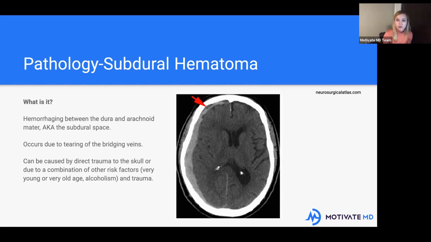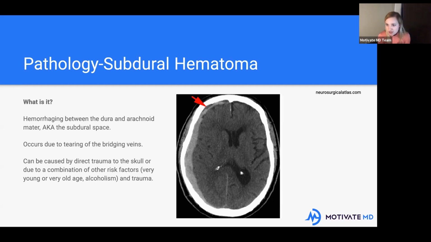So for example, in an older patient, typically as patients age, they get atrophy of their brain. It's just a natural part of the aging process, your brain shrinks a little bit. And that puts stress on those veins. And so if you fall and hit your head as an older patient, you can have a brain bleed from a subdural.